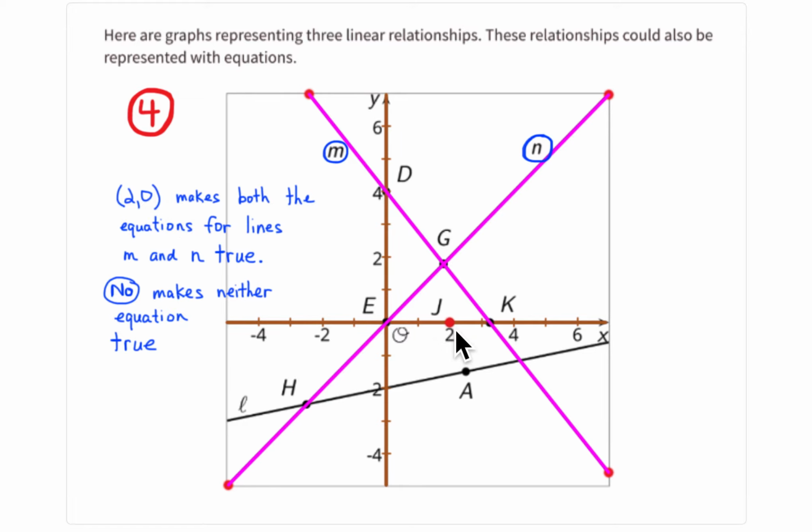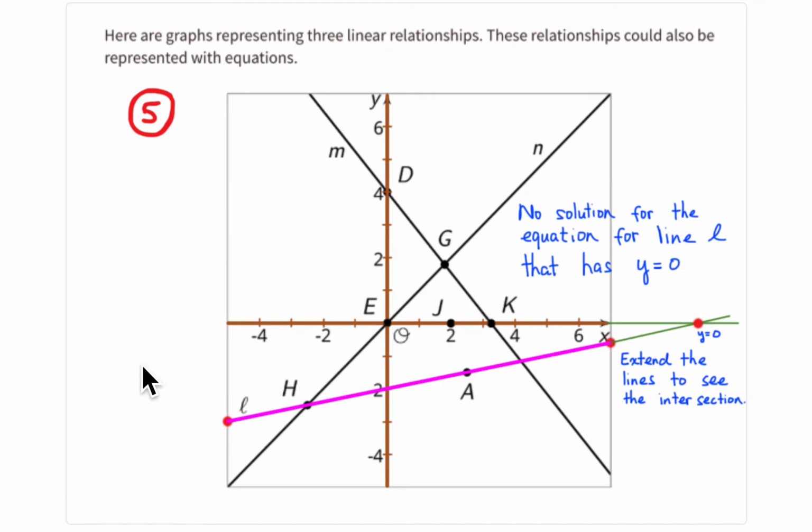Number 4, (0, 2). (0, 2) is right here. Does it make both the equations for lines m and n true? Well, no, it doesn't. Actually, it makes neither one true, because (0, 2), which is point J here, is not on line m, nor is it on line n. So it makes neither of those equations true.